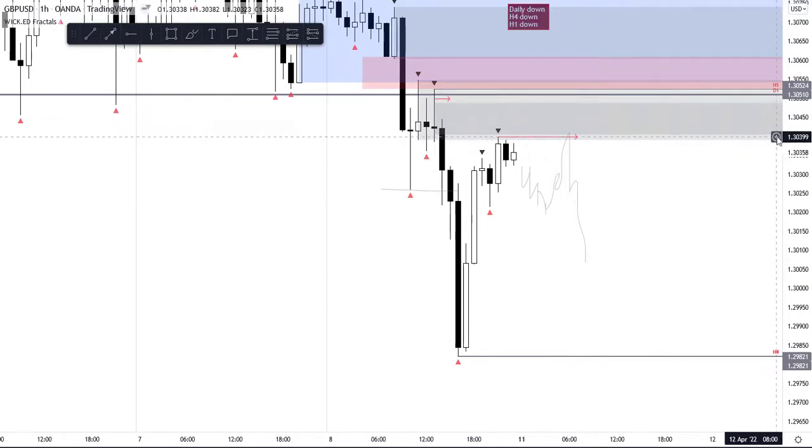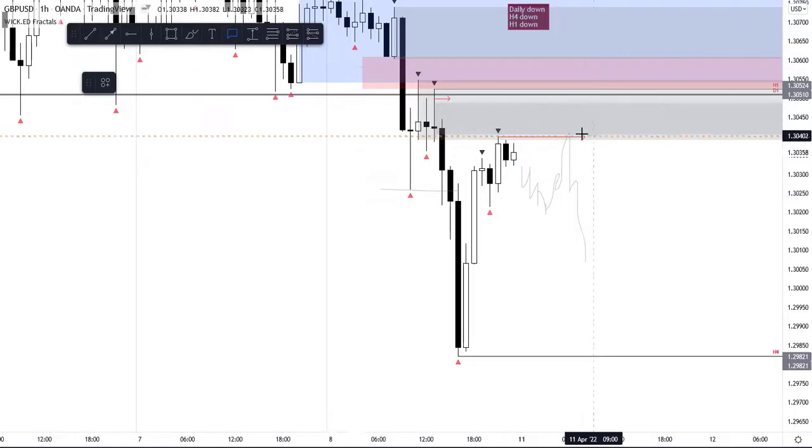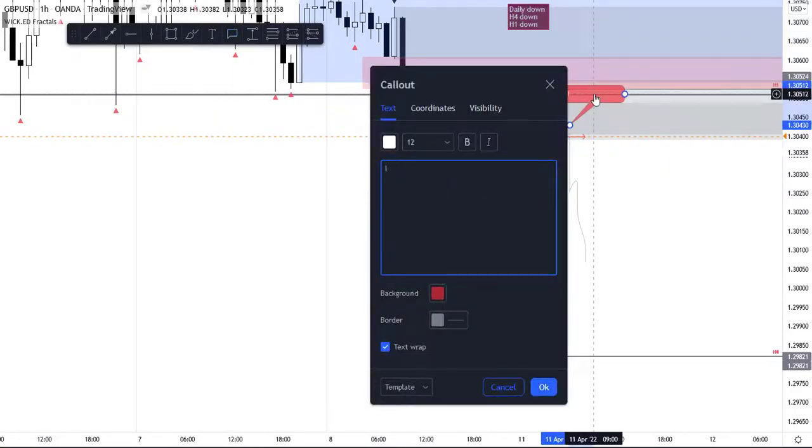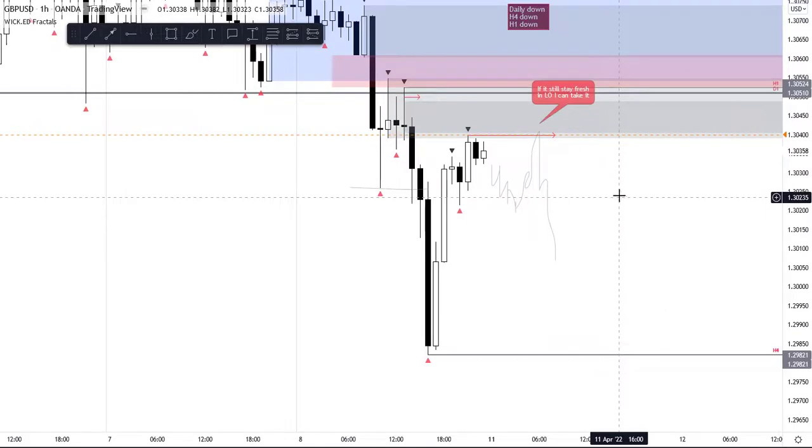I'm just gonna put my alarm there, and if it makes this move in London, I can take it, and I'm just gonna note it. If it still stays fresh in London session, I can take it.